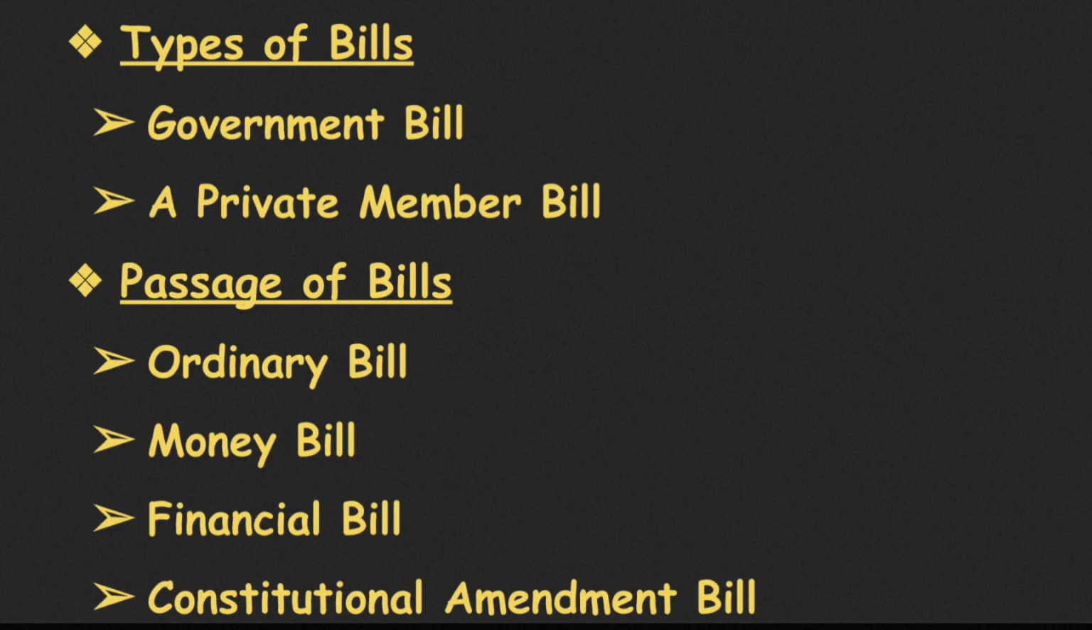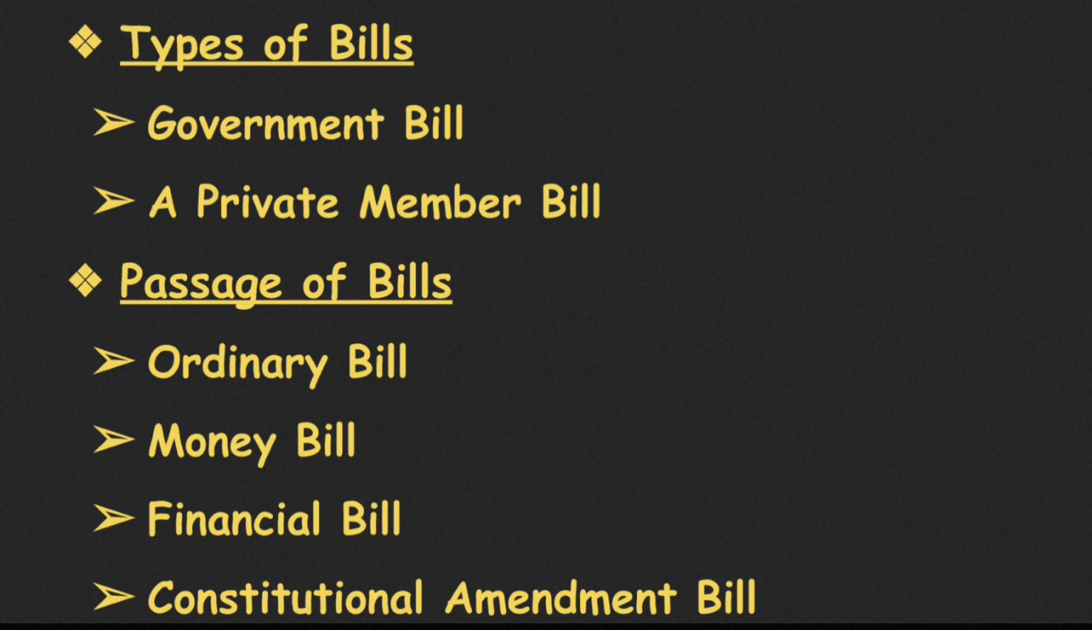Depending on the nature of the bill, there are four types of bills. First is ordinary bill, second is money bill, third is financial bill, and the fourth one is the constitutional amendment bill. One by one, I am going to discuss it. The very first is the ordinary bill. Any bill which is other than the money, financial or the constitutional amendment bill is termed as the ordinary bill.